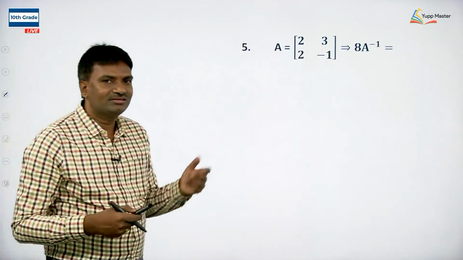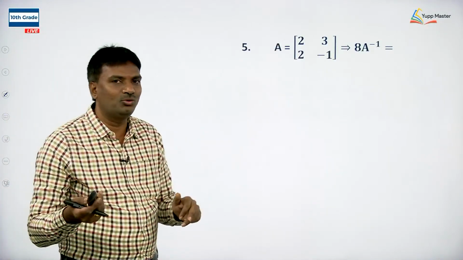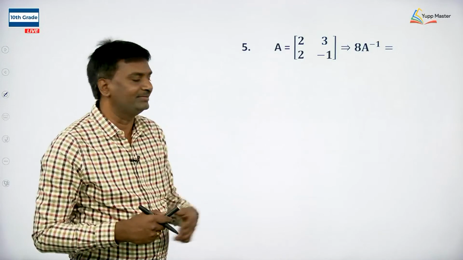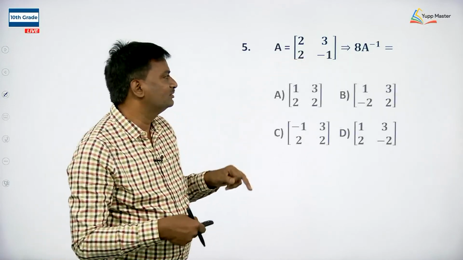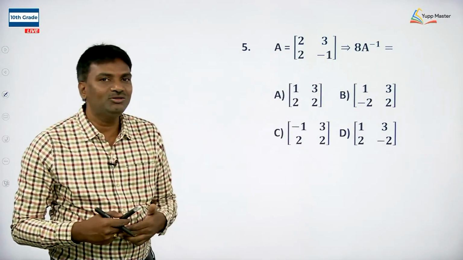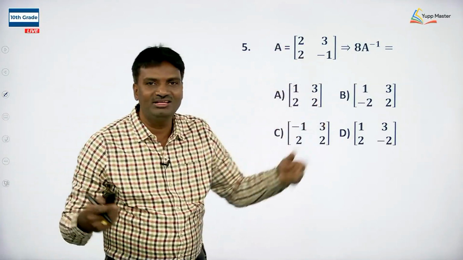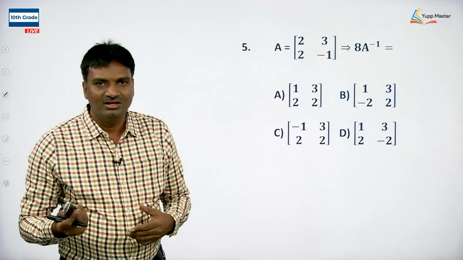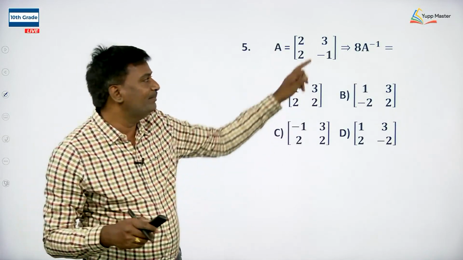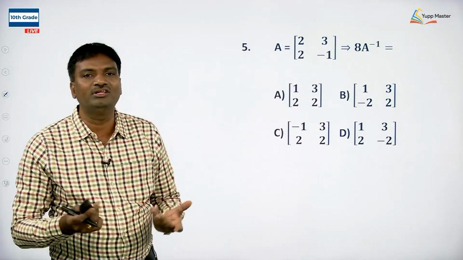Next, this is also just like the above problem, but here we have to multiply A inverse by 8. So, the matrix is [2, 3; 2, minus 1]. Here we have to find 8 into A inverse. Again, A inverse is known as 1 by (ad minus bc) into [d, minus b; minus c, a]. So, after getting A inverse, if you multiply that by 8, you will get any one of these 4 options.